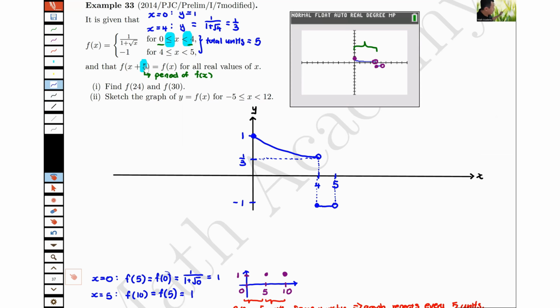What do we know about this kind of graph? It's a period of 5 units. It's going to repeat, it's a cycle. So we will draw in the repetition. How much do you want to draw? They want you to draw all the way from -5 to 12.